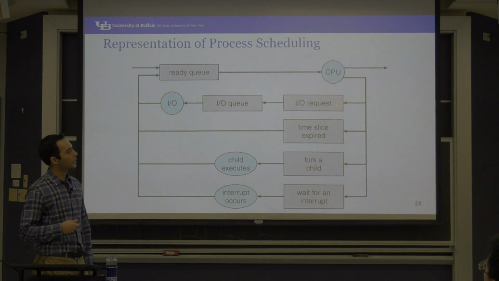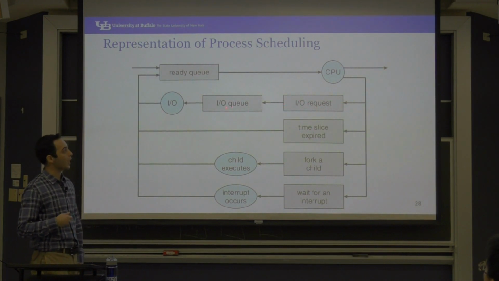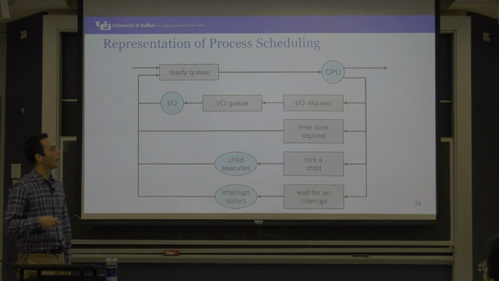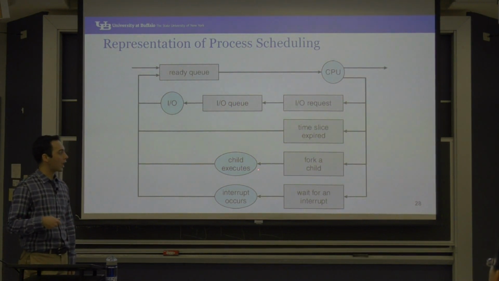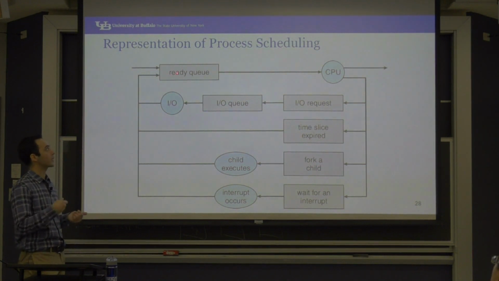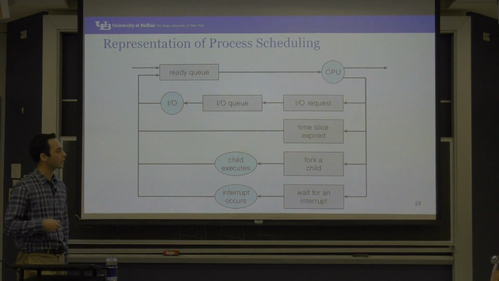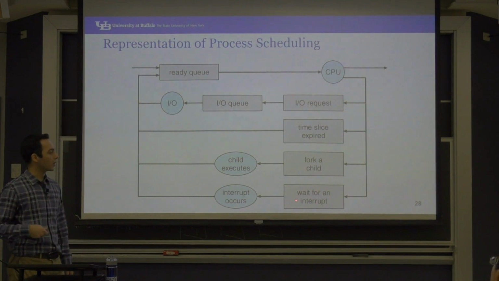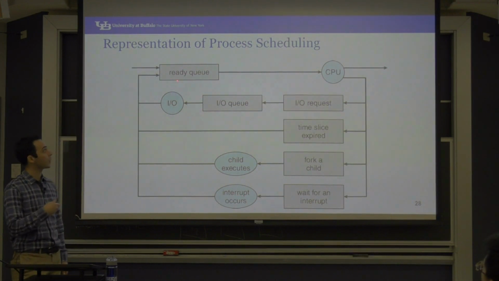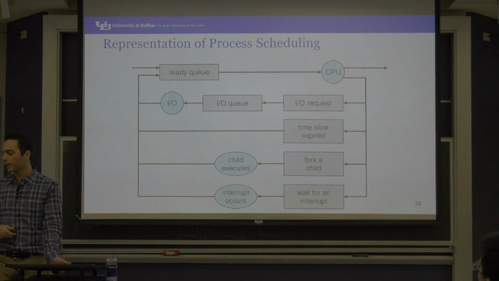Now, if an I/O request is in execution, then it will go to the I/O queue. Once that I/O is done, the OS brings it back to the ready queue. If it forks a child, the child gets created, and both of these processes will get back to the ready queue. Each of them can get resumed. If they wait for an interrupt, then they will get blocked and not be in the ready queue until that interrupt happens. Then they will get migrated to the ready queue. All right.